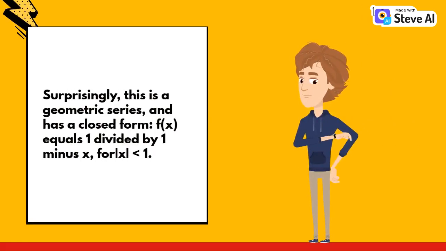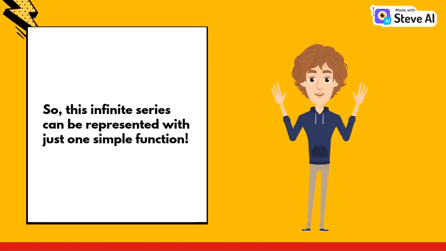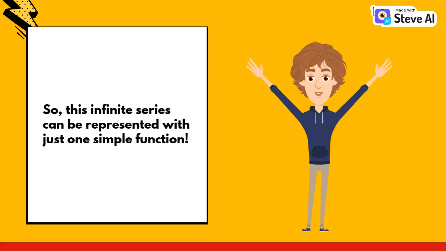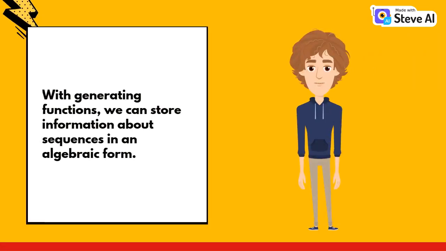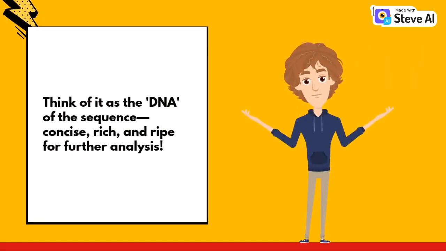Surprisingly, this is a geometric series and has a closed form. f(x) equals 1 divided by 1 minus x, for |x| less than 1. So, this infinite series can be represented with just one simple function. With generating functions, we can store information about sequences in an algebraic form. Think of it as the DNA of the sequence, concise, rich, and ripe for further analysis.